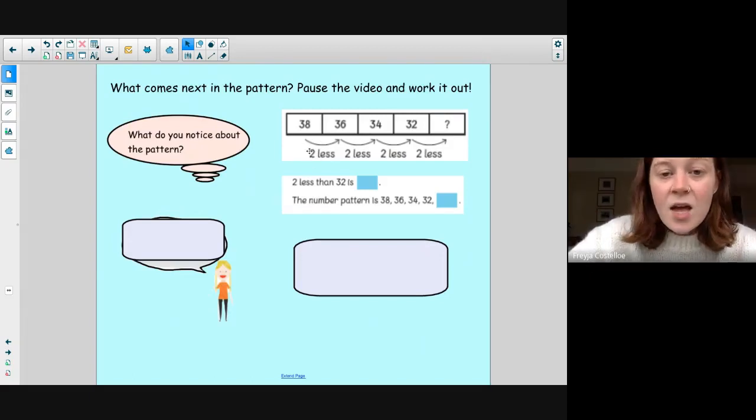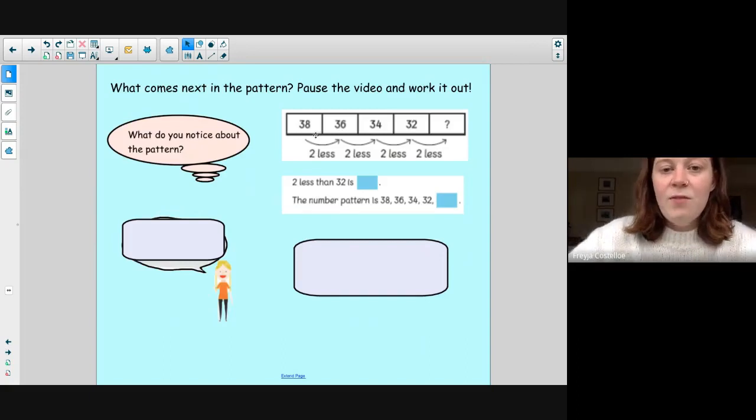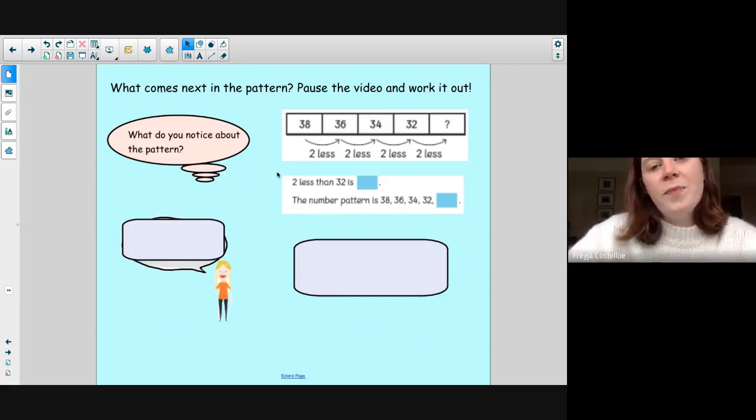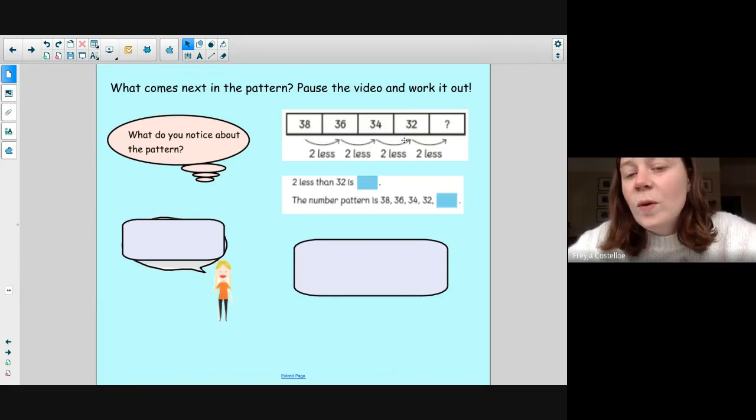And it says here, 2 less, 2 less, 2 less, 2 less. And we know what less means, don't we? It means getting smaller. If they were getting bigger, it would say 2 more. So 2 less than 38 is 36. 2 less than 36, sorry, is 34. 2 less than 34 is 32.